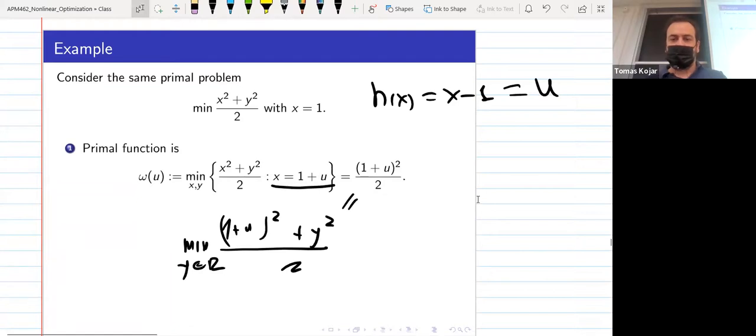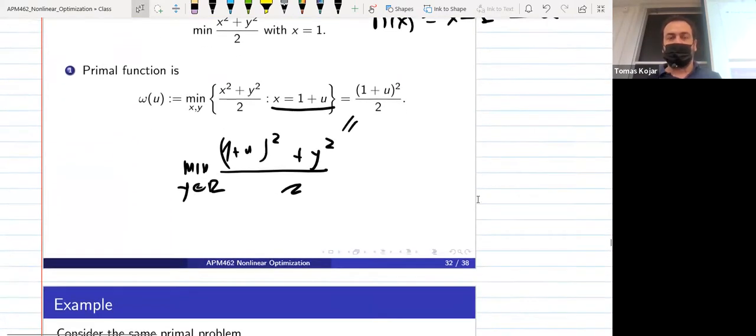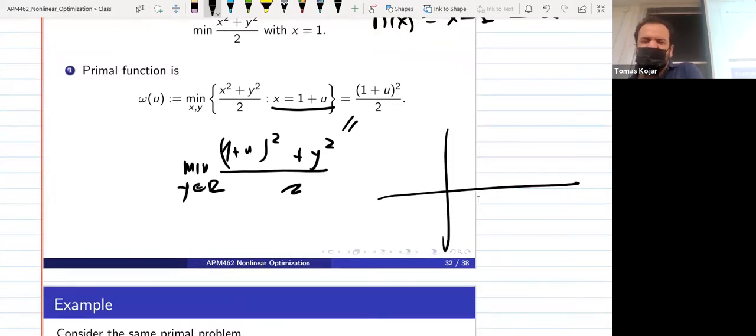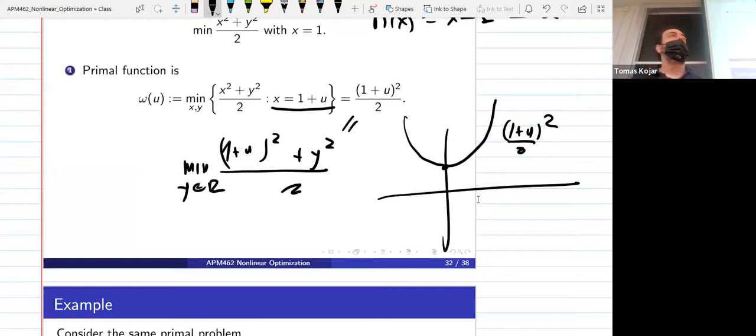It's very nice. Let me draw it for you. When u is 0, what happens? You get a half. So it's like this. So this is the function where we're going to play our ALM game.